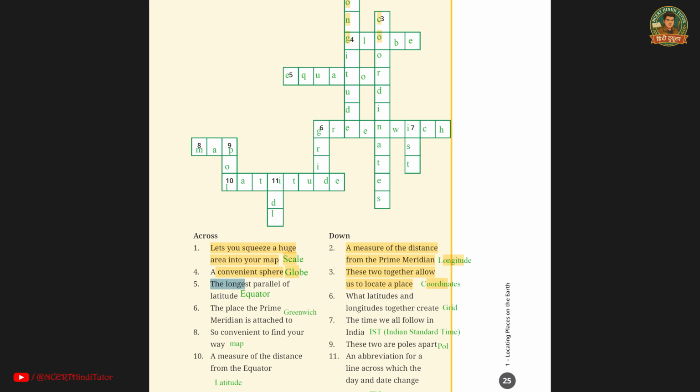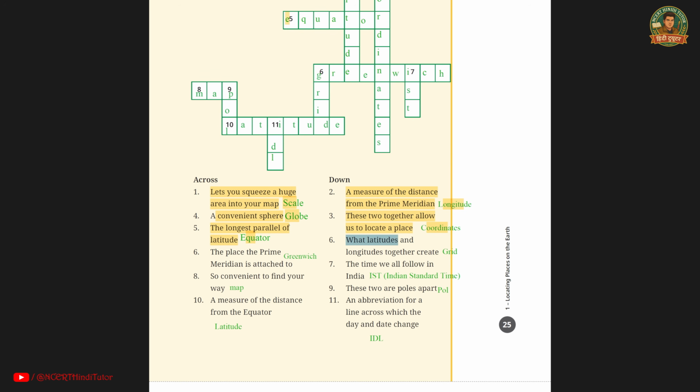Fifth, the longest parallel of latitude. Answer: equator. So we have to write across equator. Down. Sixth, what latitudes and longitudes together create? Answer: grid. So we have to write grid in the downward direction. Across. Sixth, the place the prime meridian is attached to. Answer: Greenwich. So we have to write across in sixth Greenwich. Seventh, the time we all follow in India. Answer: IST, Indian Standard Time. So we have to write down in seventh IST.